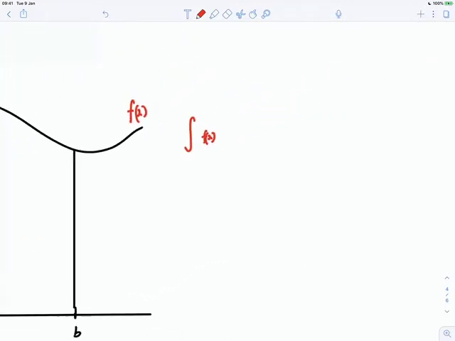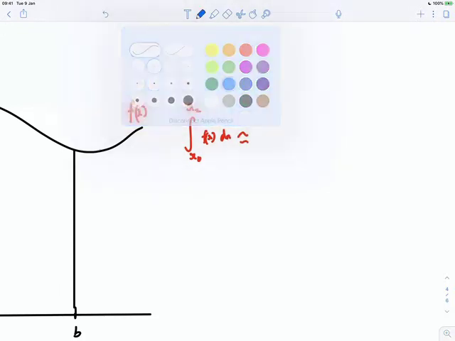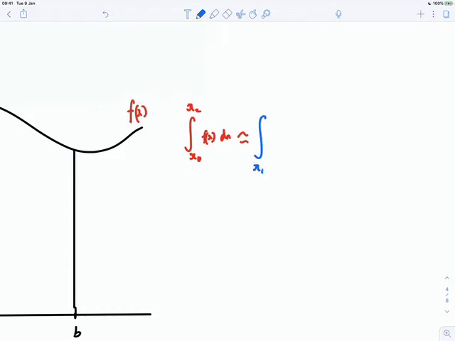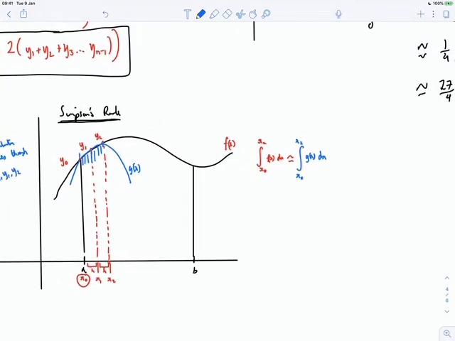So I'm saying that if you integrate from x0 up to x2 of f of x dx, this is quite close to integrating from x0 up to x2 of g of x dx, where g of x is this quadratic that best matches the curve. I don't know what the curve is, but by doing this I can force it to be a quadratic. So what on earth does that mean?